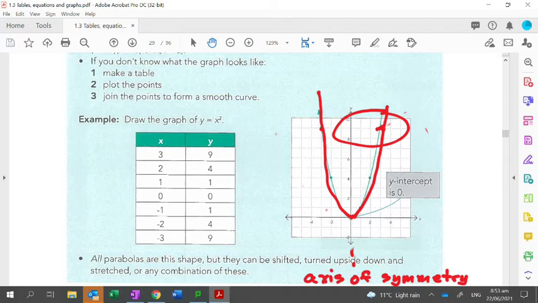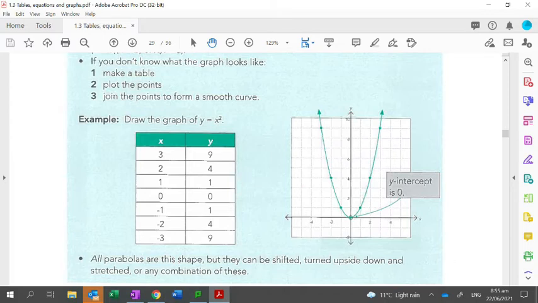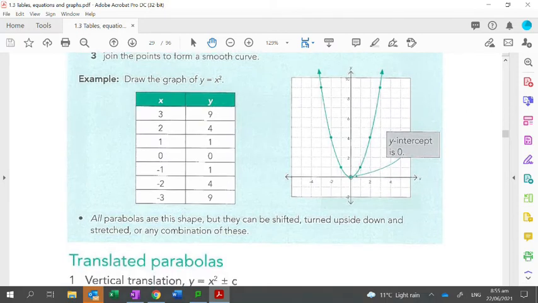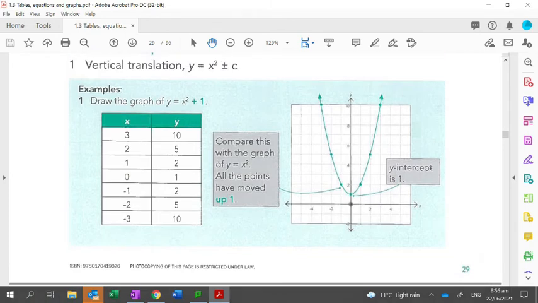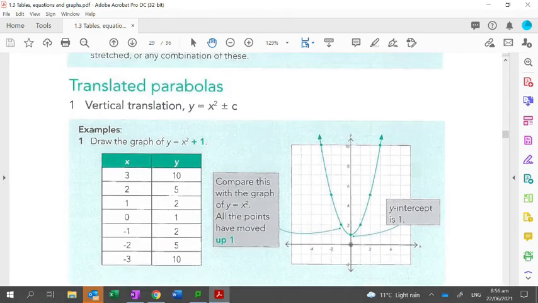Okay. Then they talk about how all parabolas are this shape, but they can be shifted, turned upside down, stretched, or any combination of these. Stretched means wider or narrower, and we're going to learn that the coefficient of the x squared is what does that part of it. Right now, we're only interested in the format and finding those vertical and horizontal translations. So if we look at this one, okay, we have x squared plus c, right? So it doesn't have the bracket, but it doesn't need the bracket because our squared is just x squared.